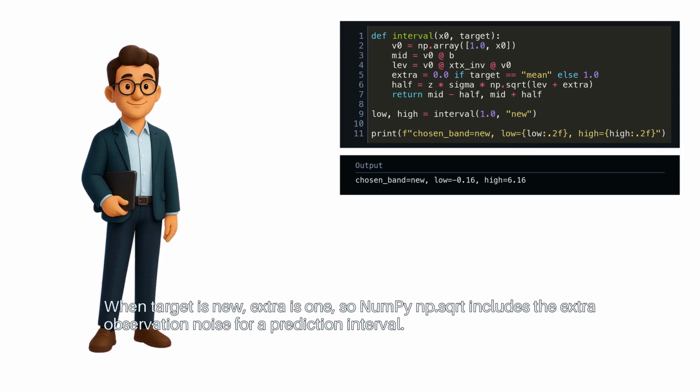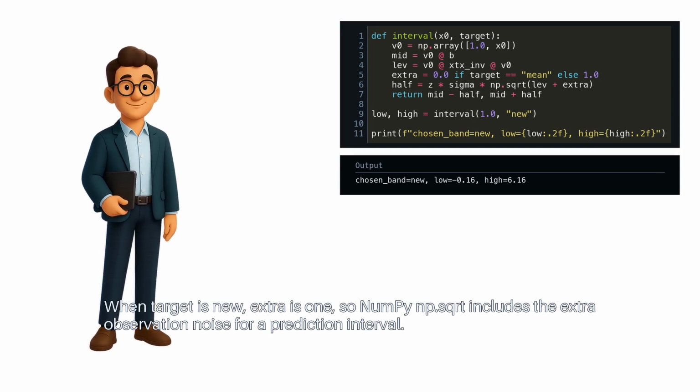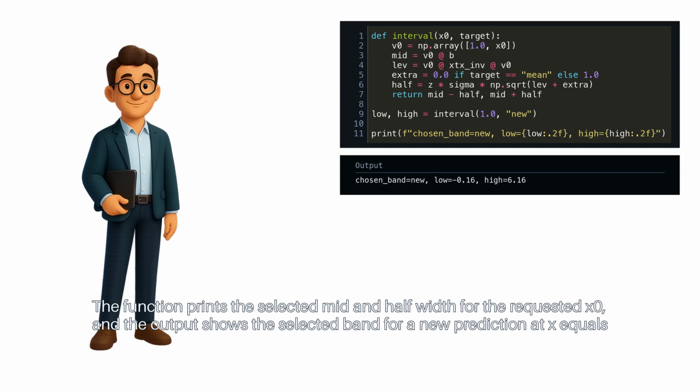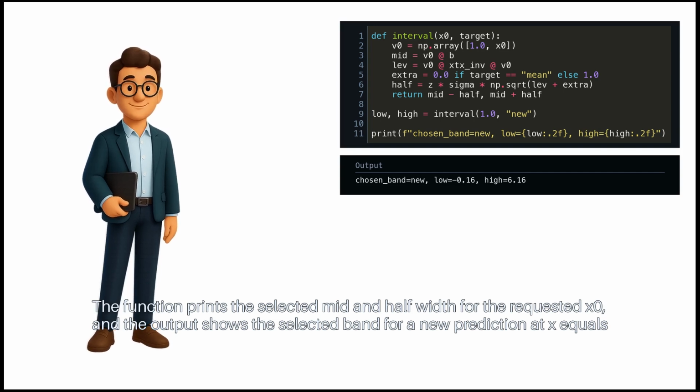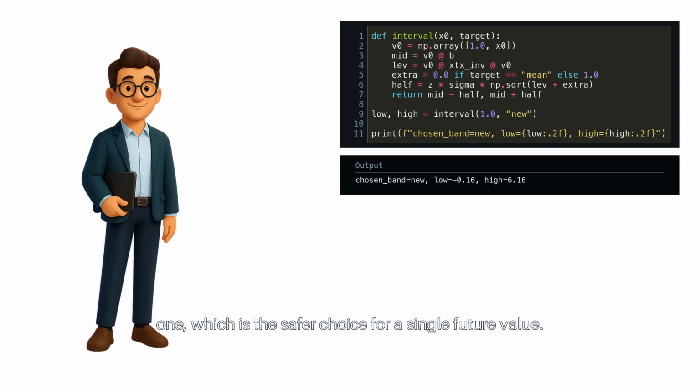When target is new, extra is 1, so NumPy np.sqrt includes the extra observation noise for a prediction interval. The function prints the selected mid and half width for the requested x0, and the output shows the selected band for a new prediction at x equals 1, which is the safer choice for a single future value.